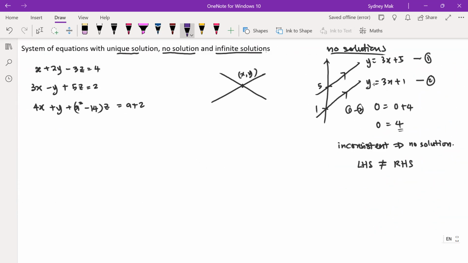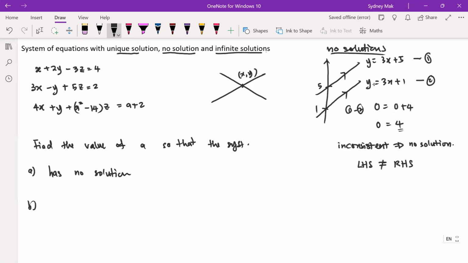We want the system of equations. The question is such that: find the value of A so that (a) the system has no solution, whereas (b) it has infinite solutions.